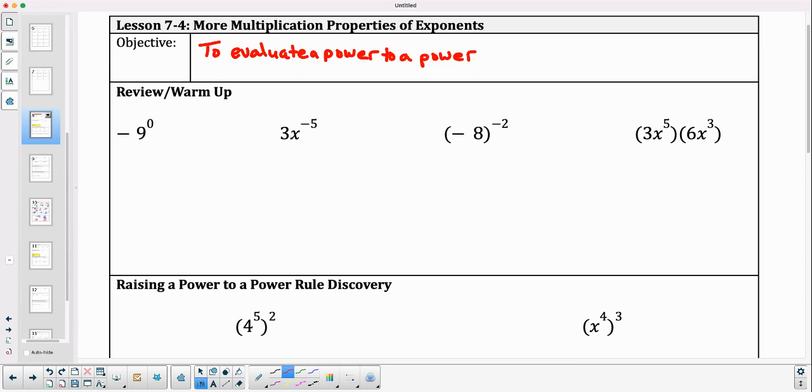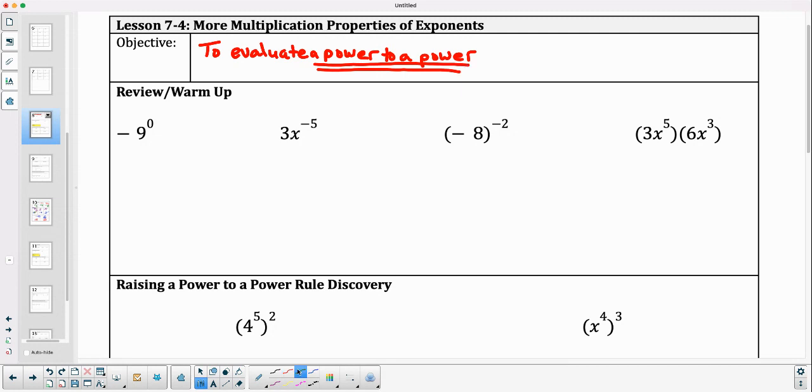Welcome to the video for lesson 7.4, more multiplication properties of exponents. Really what we're looking for is a power to a power. How do we evaluate a power to a power? So that's what the video will cover. First, some warm up and some review.